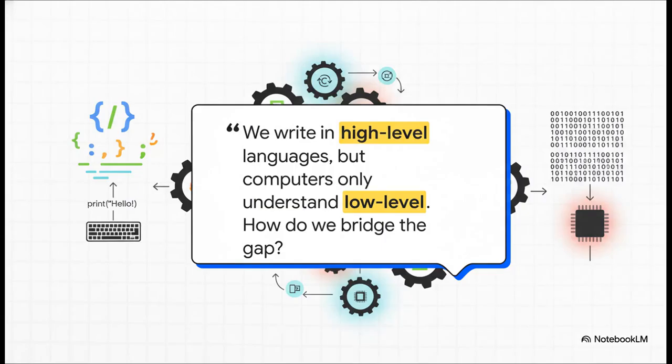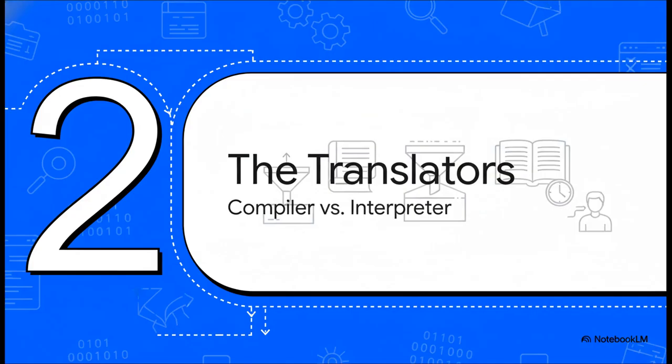So here's the thing. The really crucial point is this. We love writing in these easy, high-level languages, right? But the computer only understands those difficult, low-level instructions. So how on earth do we bridge that gap? How do we get our human-friendly code translated into something the machine can actually use? Well, the answer lies in a special kind of program called a translator. And for your exam, you need to know about two specific types of translators: compilers and interpreters.